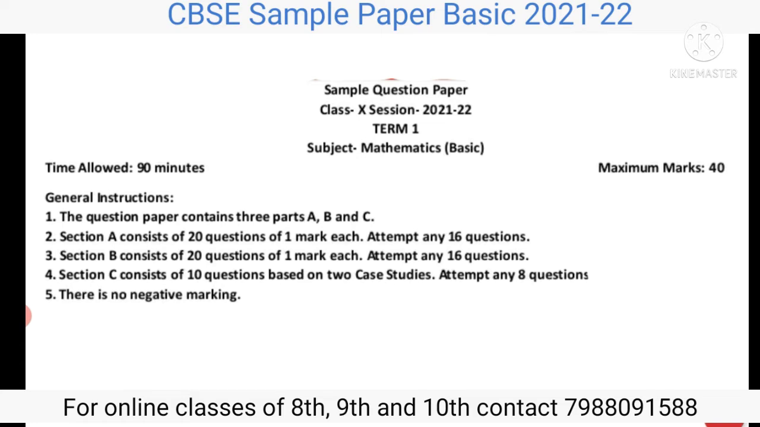So let's see the instructions. They say section A consists of 20 questions of 1 mark each. You have to attempt any 16. Section B also consists of 20 questions and attempt any 16. And section C contains 2 case studies. You have to attempt any 8.